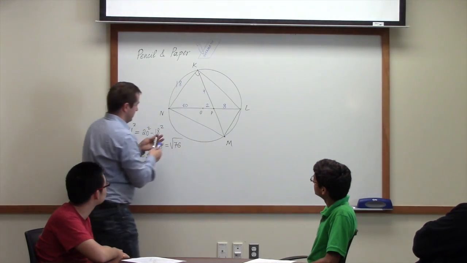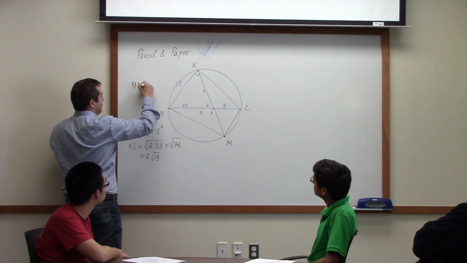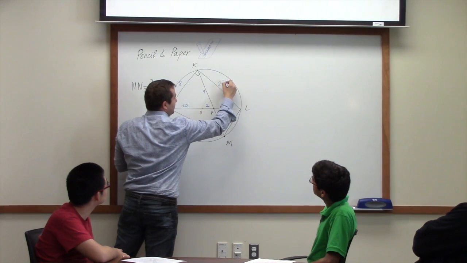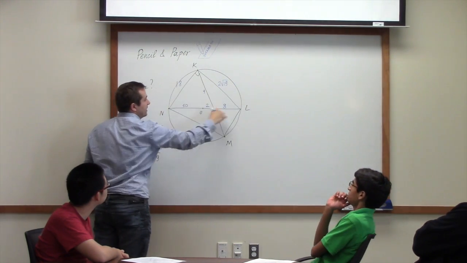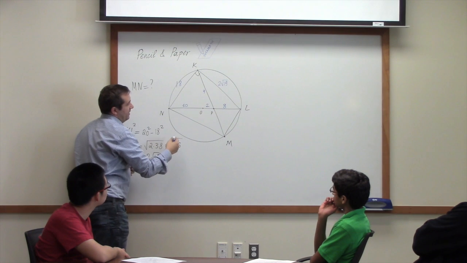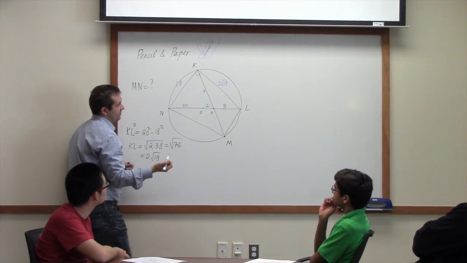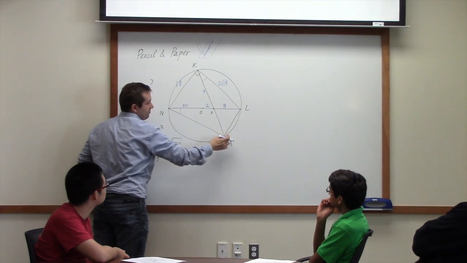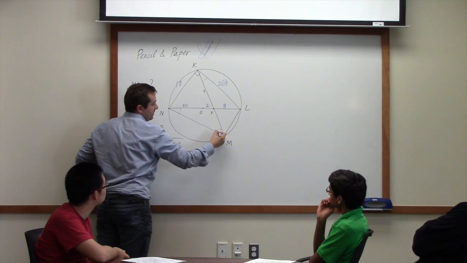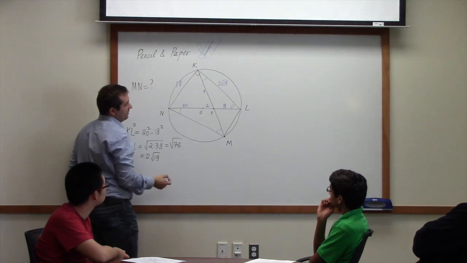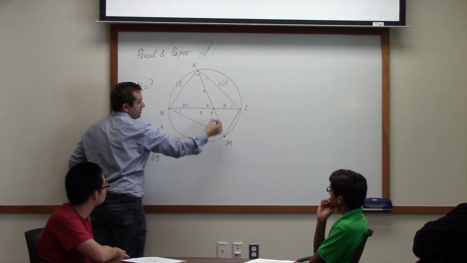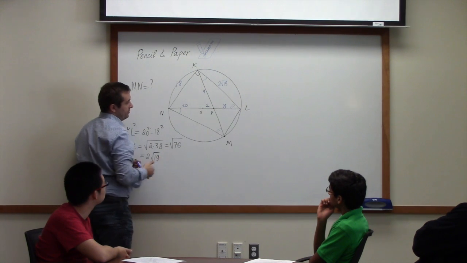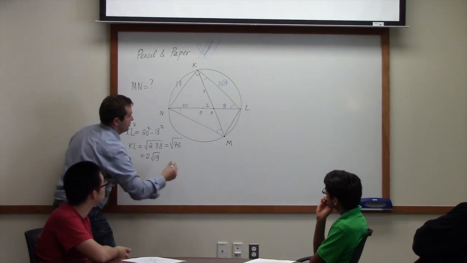Now what I'm actually looking for is ML, right? I know this is 2 square root of 19, and I know this triangle KPL. Inside the circle, there are lots of similarities, right? So I know, for example, these two angles are equal because they are based on the same arc, ML. In the same way, these two angles are equal. So this triangle is similar to this triangle, and I know all the information about KPL. So what do I have?